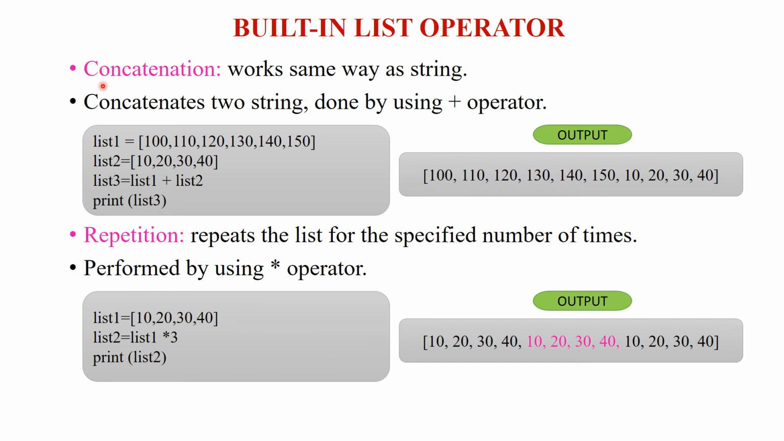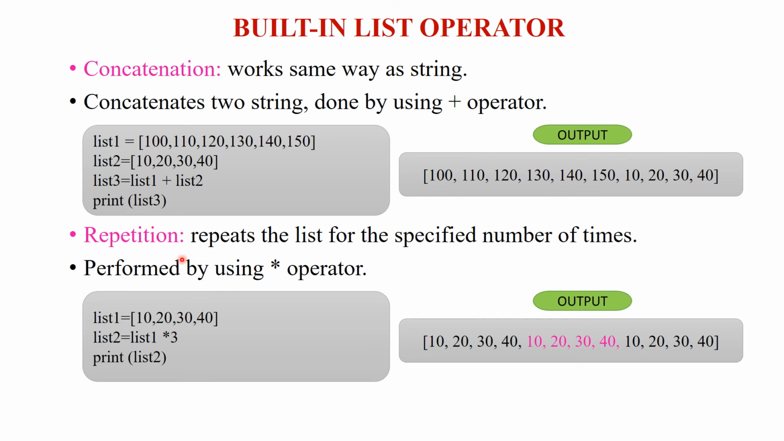So now, it concatenates the two strings, which can be done by using the plus operator. Here I have two lists. So I am going to concatenate these two lists into one list, which is list 3. So see, the list 1 values and the list 2 values will both be concatenated and printed.